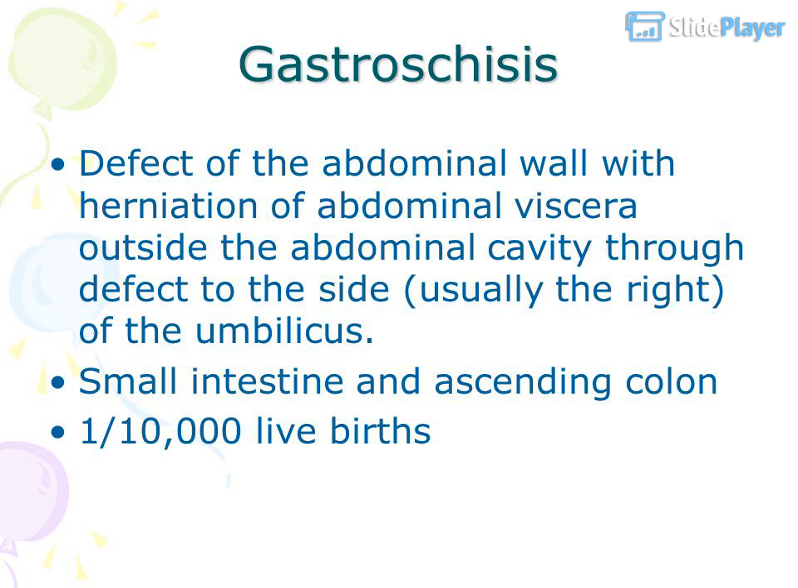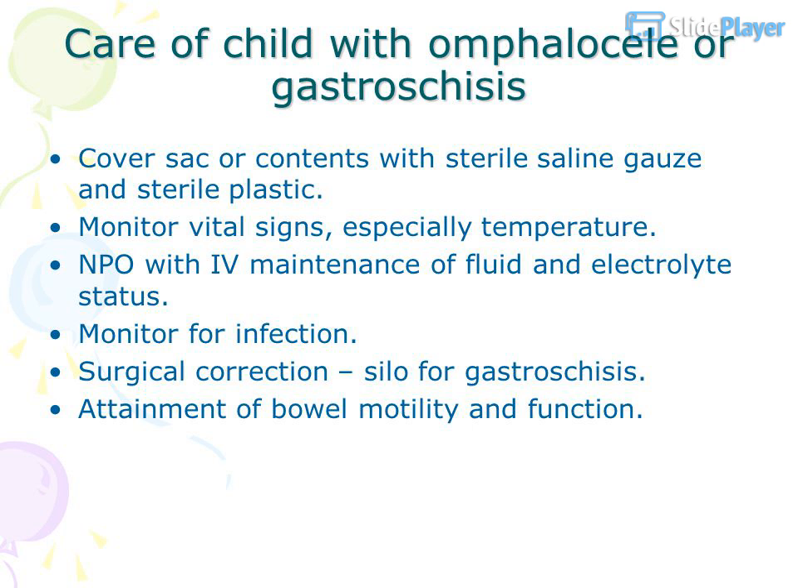Gastroschisis. Defect of the abdominal wall with herniation of abdominal viscera outside the abdominal cavity through a defect to the side, usually the right, of the umbilicus. Small intestine and ascending colon. 1 in 10,000 live births. Care of child with omphalocele or gastroschisis.